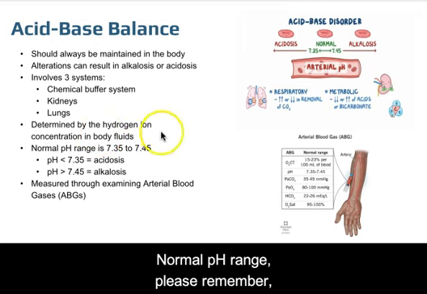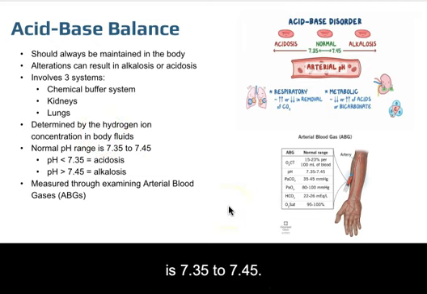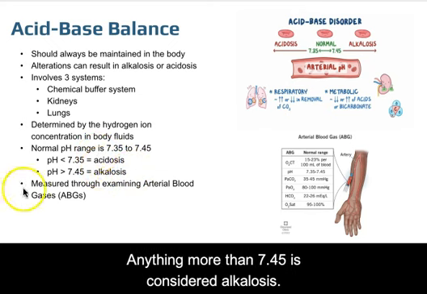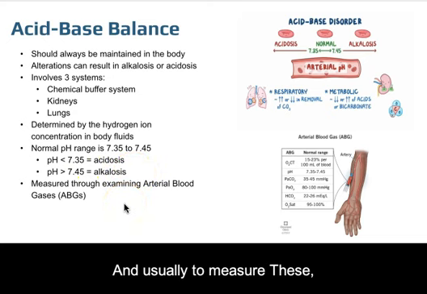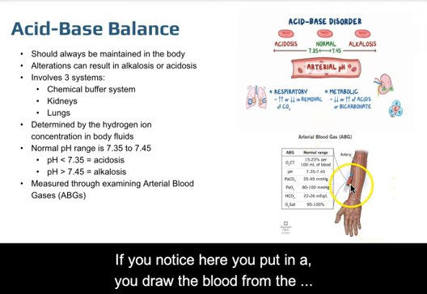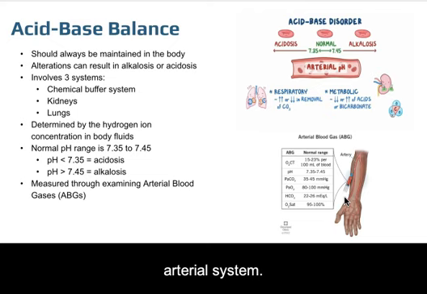Normal pH range, please remember, is 7.35 to 7.45. Anything less than 7.35 is considered acidotic. Anything more than 7.45 is considered alkalosis. And usually to measure these, we check ABGs, arterial blood gases. If you notice here, you draw the blood from the arterial system. Okay.